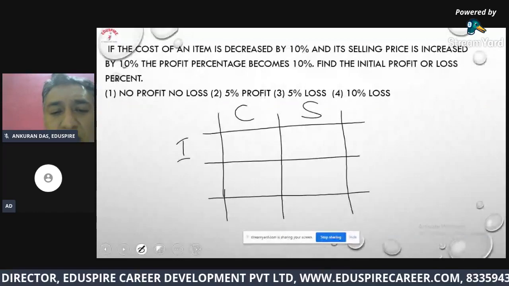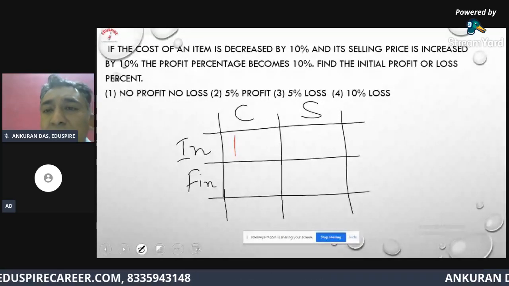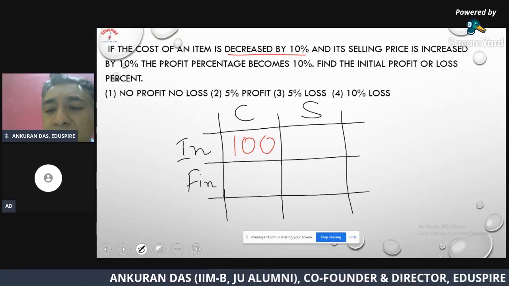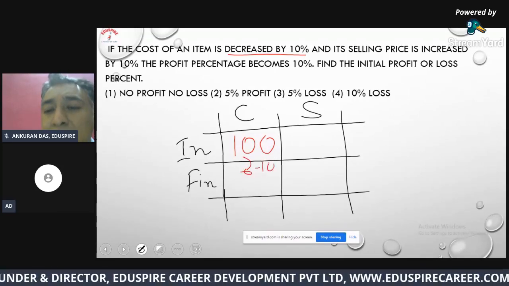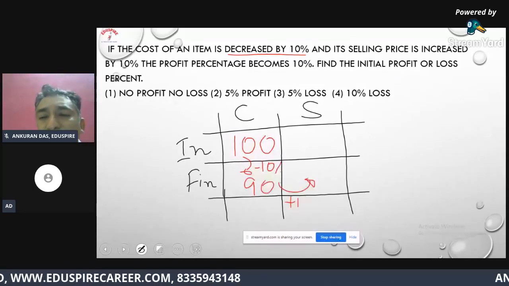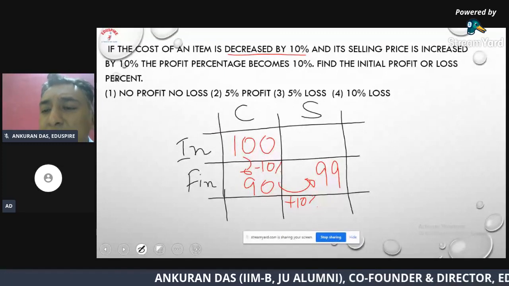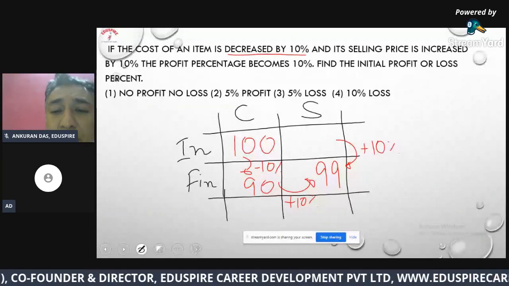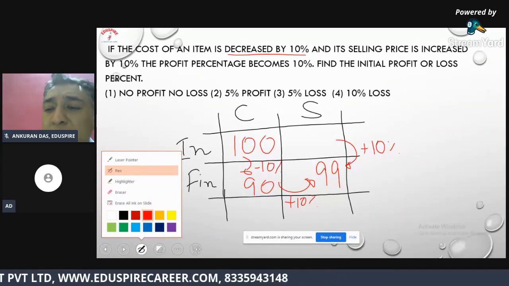So if I start by taking the initial cost price as 100, they have said in the beginning the cost is being decreased by 10%, which means the cost will become 90. And then they have said there is a profit of 10%, which means the sales price will become 90 plus 9 rupees, that is 99 rupees. They have also said this new sales price is obtained by increasing the earlier sales price by 10%. Now this is tricky, please understand. A profit of 10% is equivalent to 10% increase.